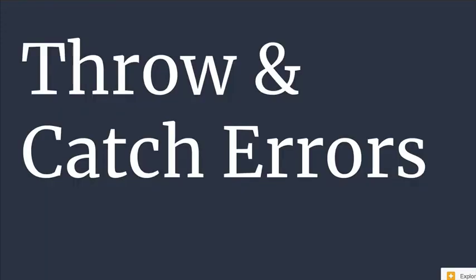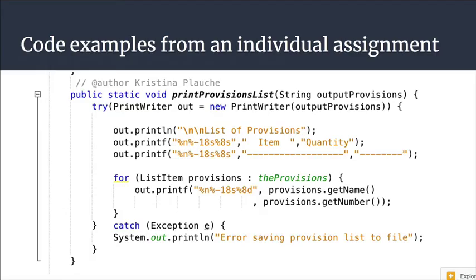All right, throw and catch errors. If no method is used to throw and catch errors, the program may just abort. This frustrates end users when the program terminates suddenly, so you should always use catch and handle all runtime errors in your program. Let's take a look at what this looks like in the code.